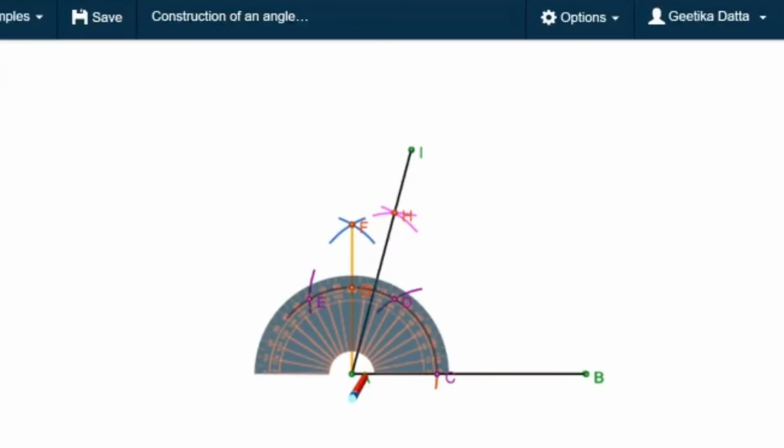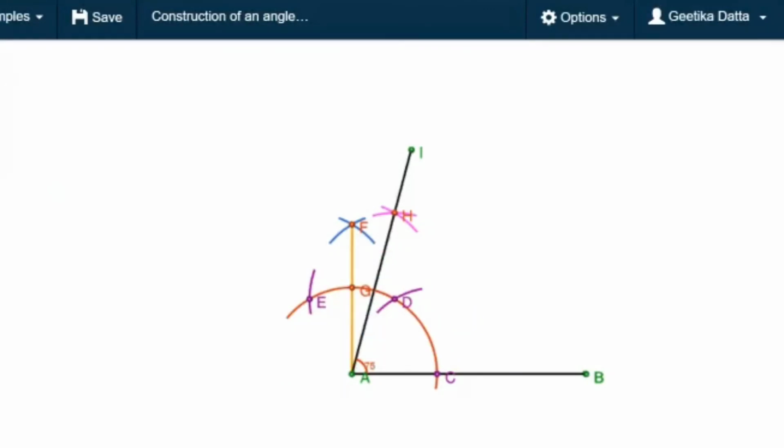Let us check whether the construction is correct or not. It is coming out to be exactly 75 degrees. That means we've done very accurate construction.